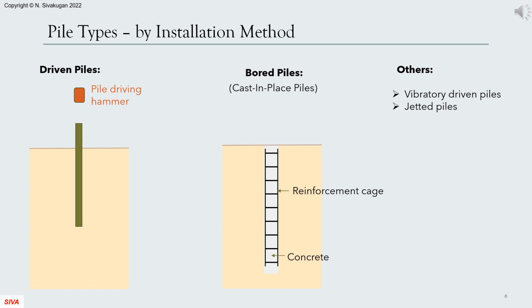Driven piles are hammered into the ground by a pile driving hammer hitting the pile head repeatedly. For bored piles, we dig a hole in the ground, place a reinforcement cage and fill with concrete. Vibratory driving is effective in granular soils, where the pile is driven using a vibratory load. Jetted piles are installed using a water jet to loosen the soil at the pile tip.